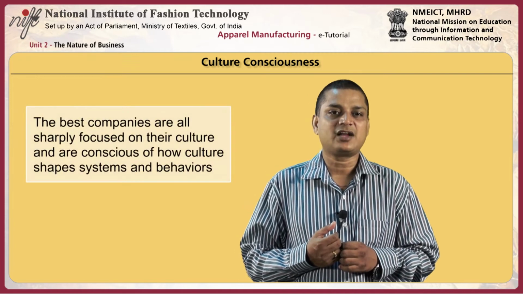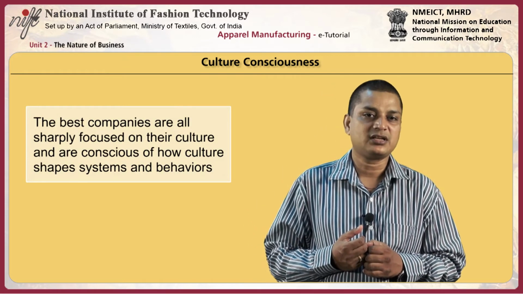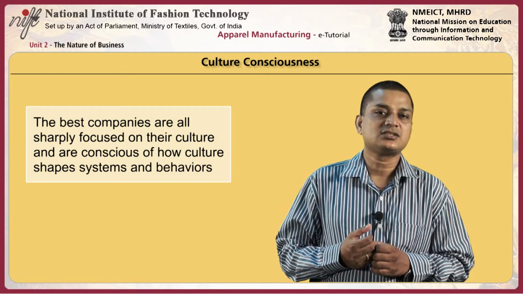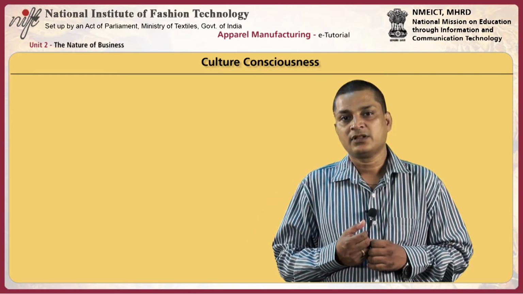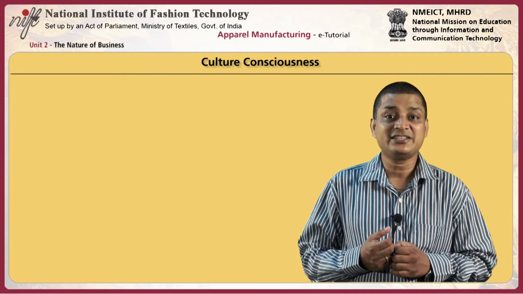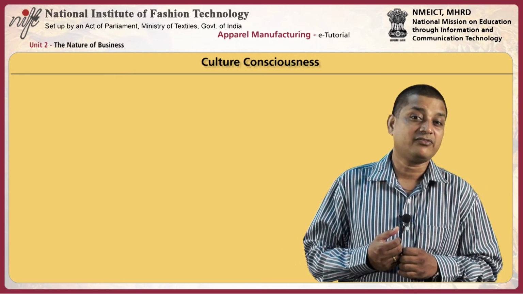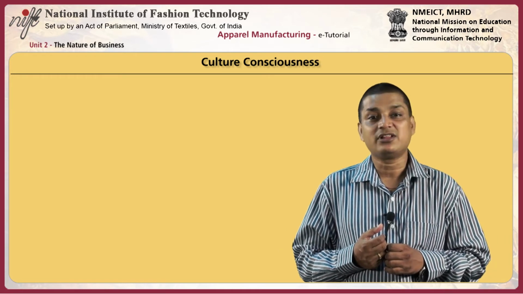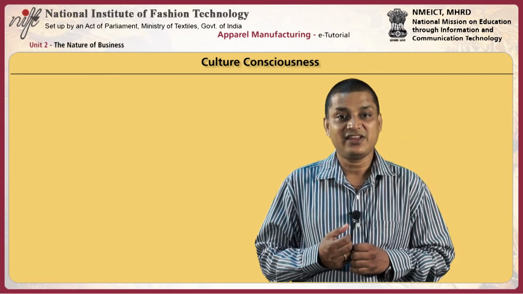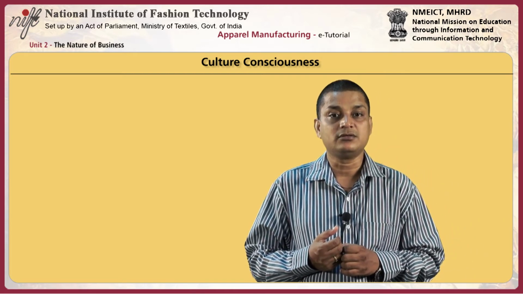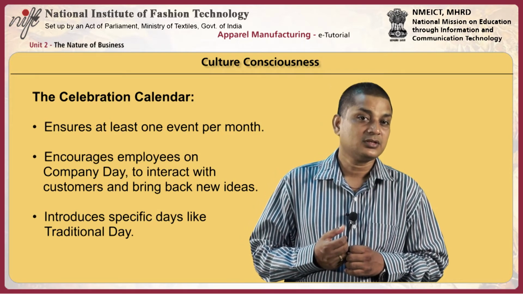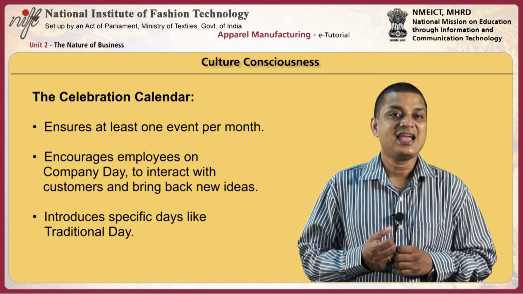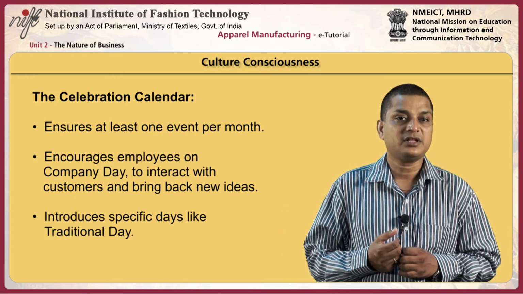The best companies are all sharply focused on their culture and are conscious of how culture shapes systems and behaviors. The best example of this is the initiative at Cadbury, which has an annual theme. This is a reflection of the company's corporate goals. The celebration calendar built around the theme is to ensure at least one event per month.